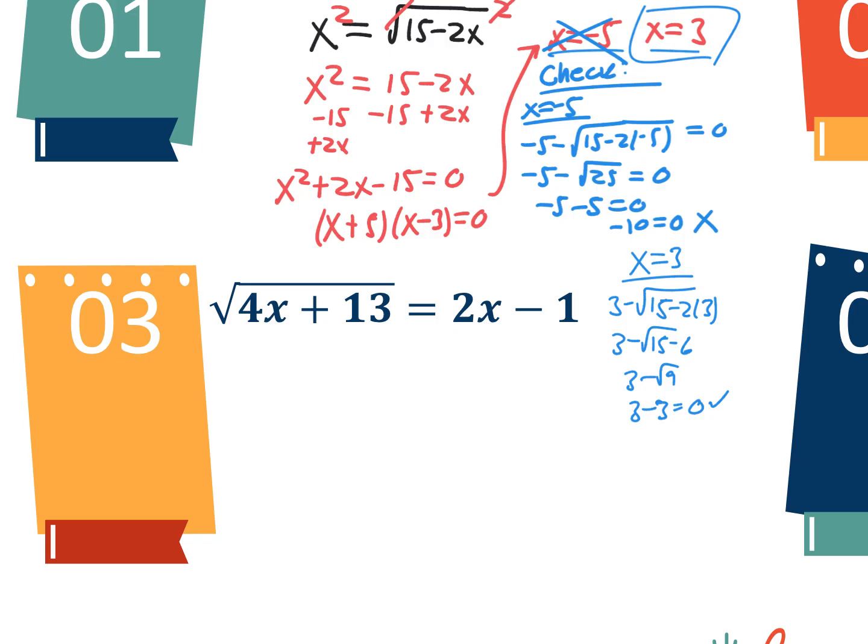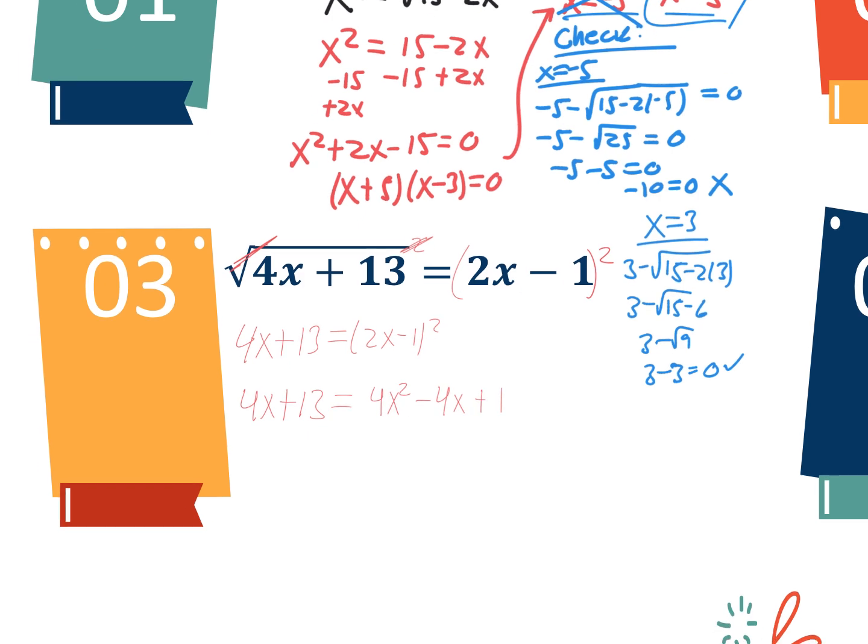So I'm going to go ahead and square both sides of the equation. I'm going to square this side and square the other side. The square root and the square are going to cancel out, and so we end up with 4x plus 13 equals (2x minus 1) squared. When you square this binomial, you can remember your special product or you can FOIL it. Either way, we should get 4x squared minus 4x plus 1.